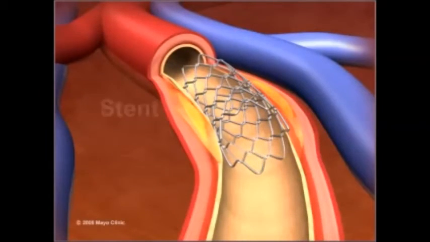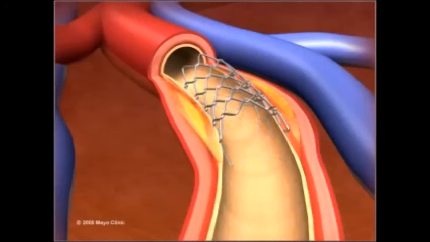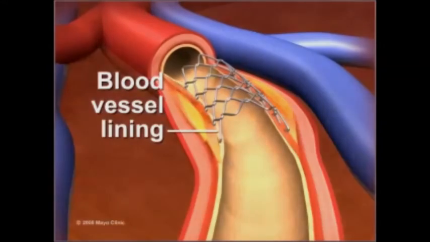About 70 to 90% of coronary angioplasty includes placement of a stent, a wire mesh tube that holds open weakened arteries. The stent may prevent re-narrowing after an artery is widened, and it stays in place permanently as the blood vessel lining heals over it.